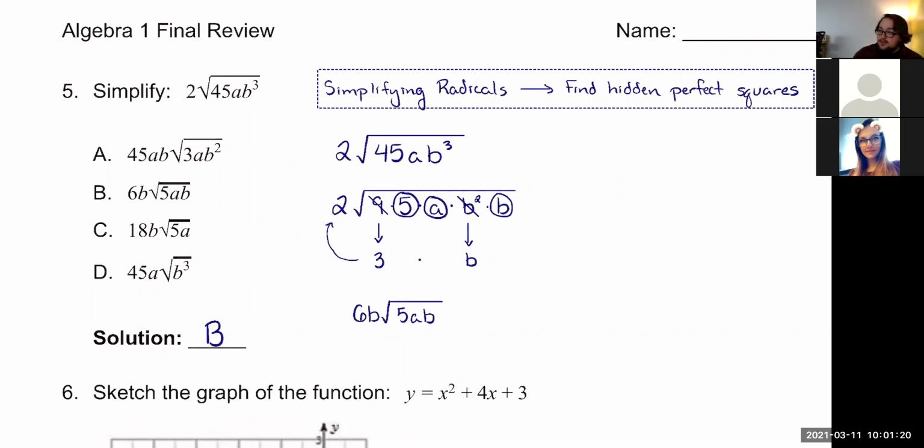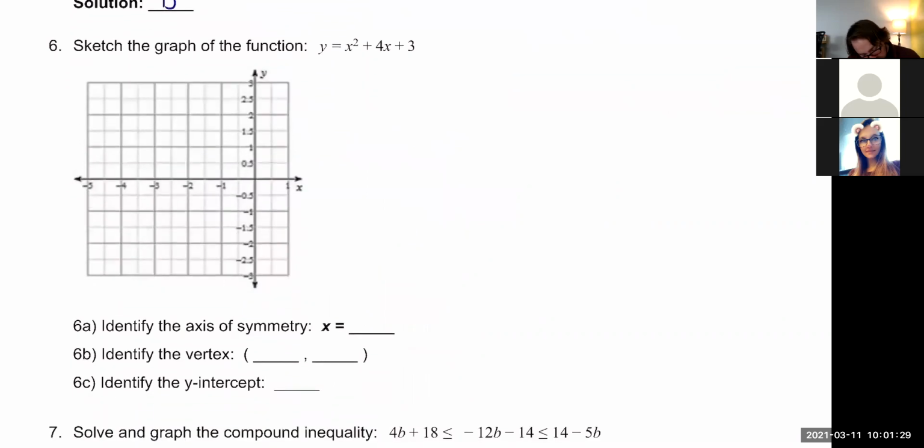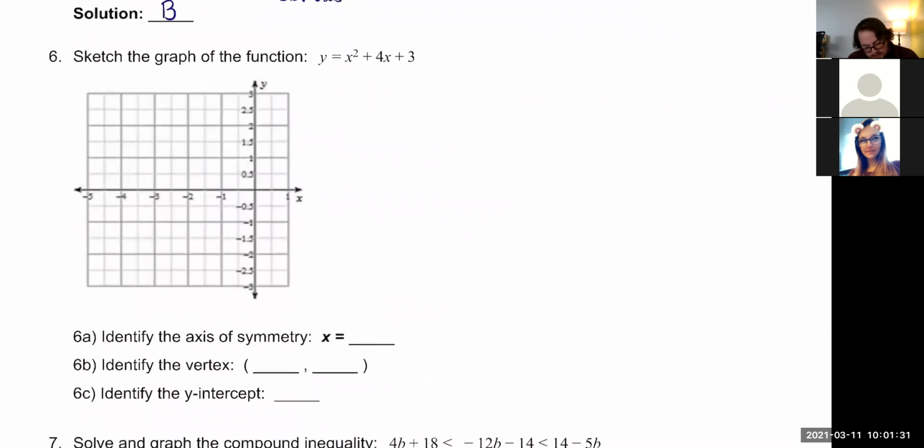So that was as recent as yesterday. Number 6. Sketch the graph of the function y equals x squared plus 4x plus 3. Identify the axis of symmetry, identify the vertex, identify the y-intercept. Well, guess what? We didn't do that. We ran out of time.